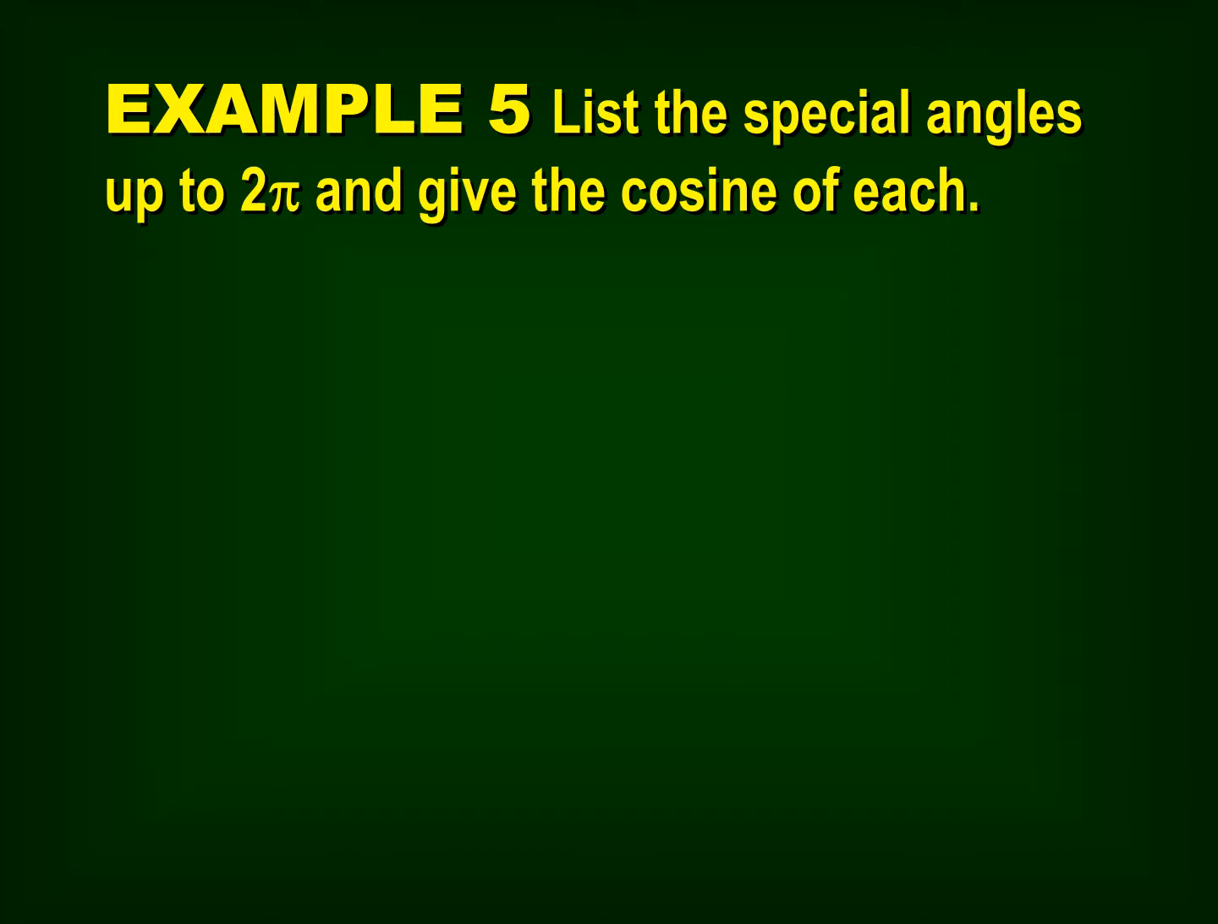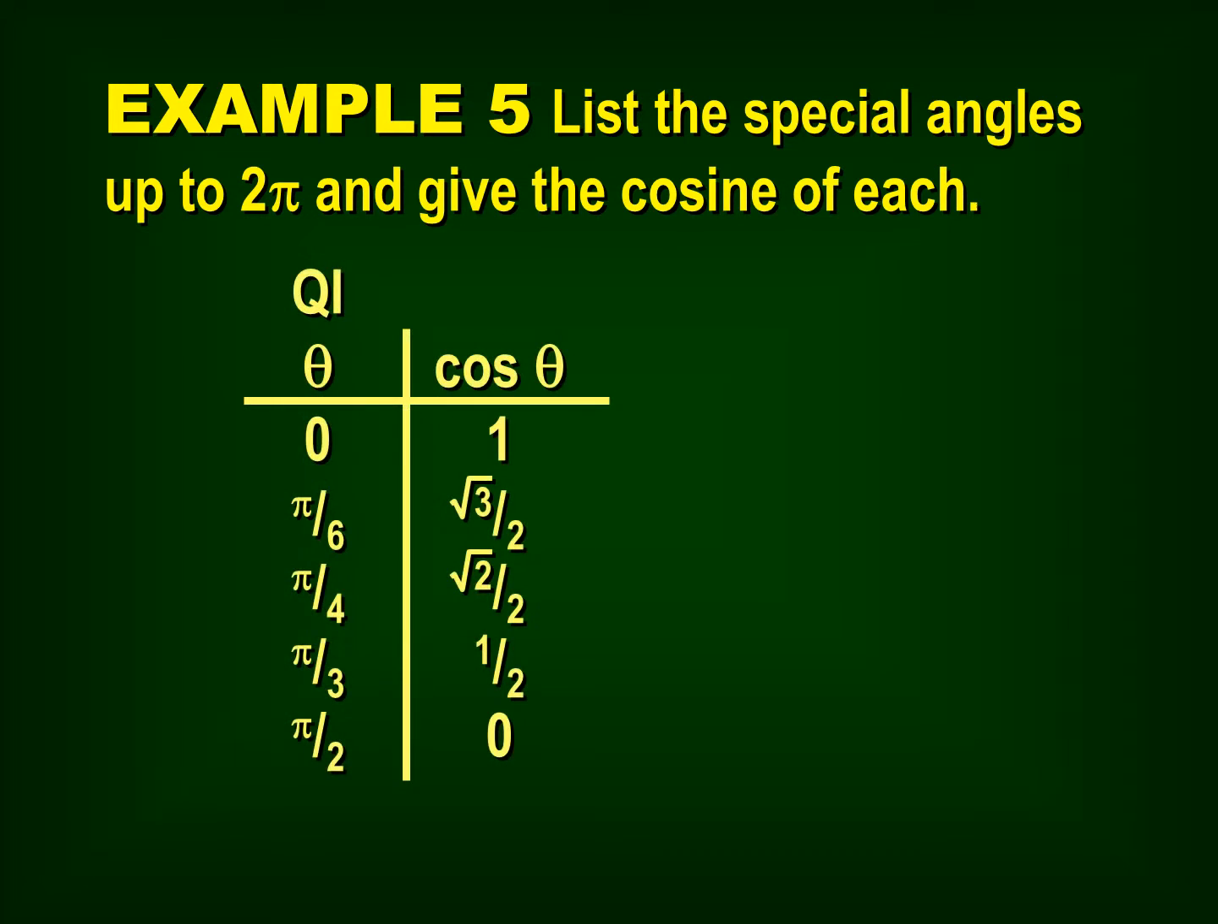All right, so let's list the special angles and give the cosine for each of them. We want to look at all the quadrants, so start with quadrant 1. We start at 0, so cosine of 0 is 1. And then pi over 6. These are all the ones that you should already have memorized.